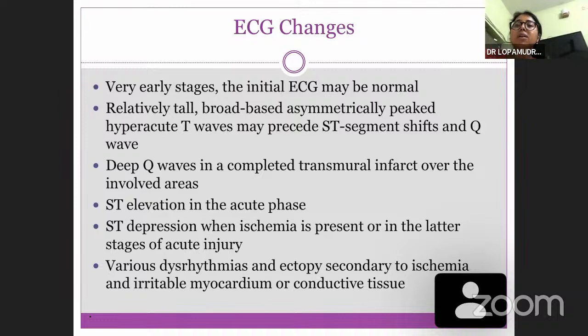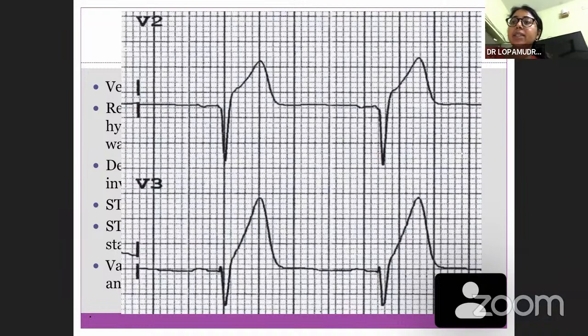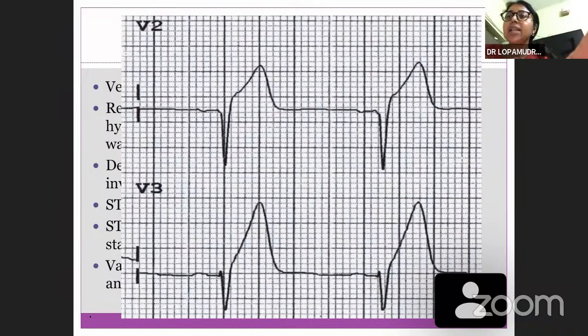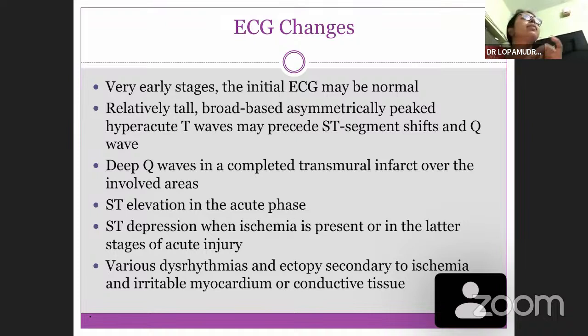So what is the timeline of the changes? In the very initial phase, the ECG may be normal. Then we can have the relatively tall, broad-based, asymmetrical T wave, which is called hyperacute T waves. Following that, the T waves gradually decrease in size, and the T wave starts inverting. Initially, we have a biphasic T wave followed by a completely inverted T wave. Deep T waves can be seen. It's a complete transmural infarct.